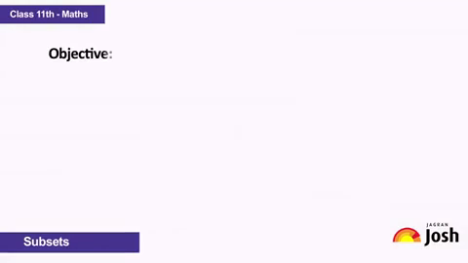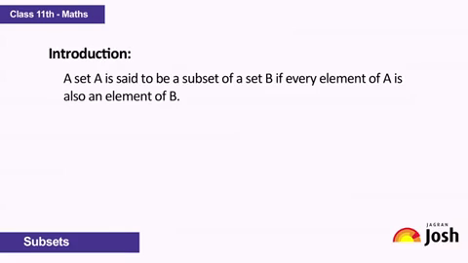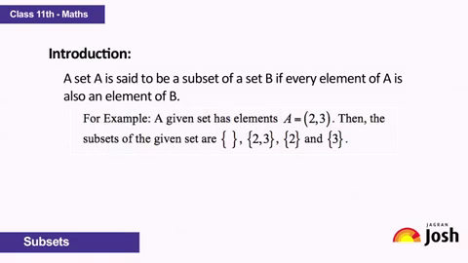In this video, we will learn about the subsets, universal set and power set. A set A is said to be a subset of set B if every element of A is also an element of B. For example, for a given set with elements A equal to 2, 3, the subsets of the given set are null set, 2, 3, and 2 and 3.